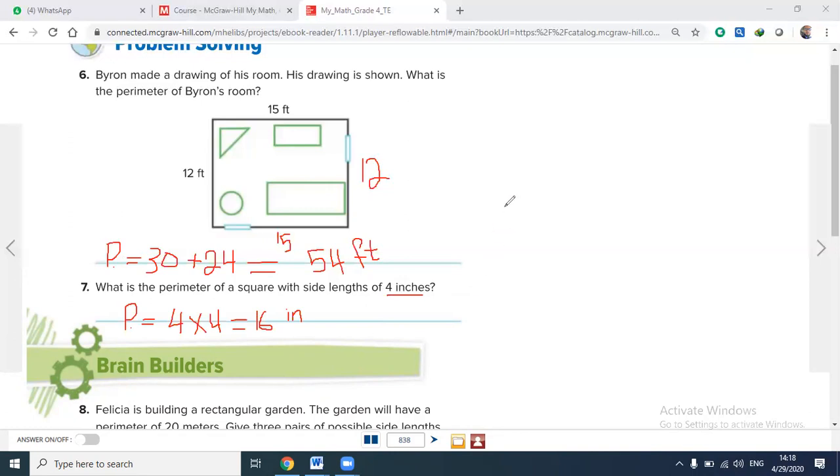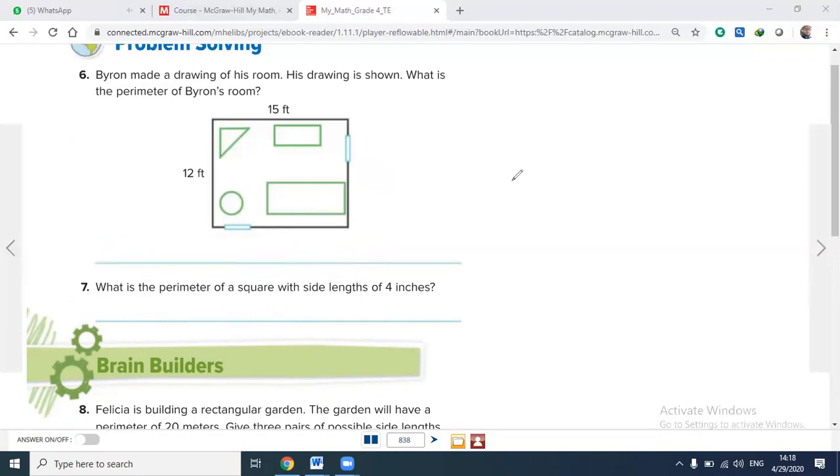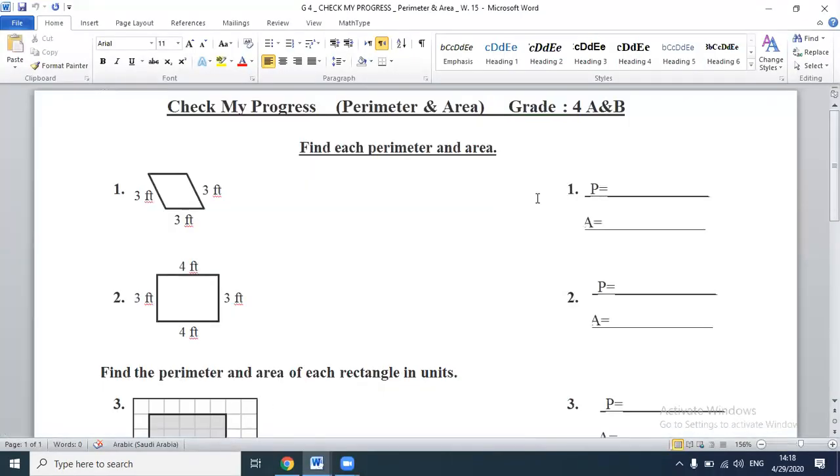Now I have a worksheet I sent to you already by WhatsApp. Let me show you the worksheet, and then you are going to solve it right now, and I will send it by WhatsApp to be your homework for today. Here, find each perimeter and area. For the first one here, find the perimeter only.